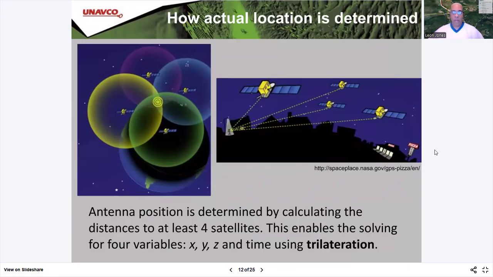And of course, how is the actual location determined? Well, you have the antenna position. It's basically determined by calculating the distances to at least 4 satellites. This enables the solving for 4 variables, X, Y, Z, and time, which means it's 4 dimensions, using trilateration. So basically, when anything is trilateral, it's triangular, and it includes time. So it's not exactly 4 dimensions. It's 3 dimensions, but time is another unit.